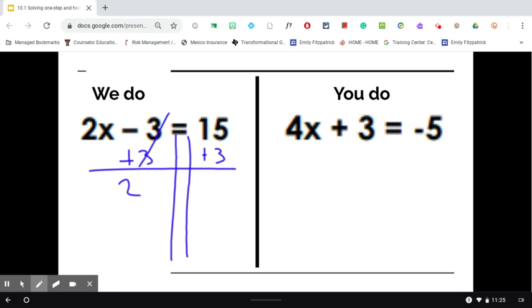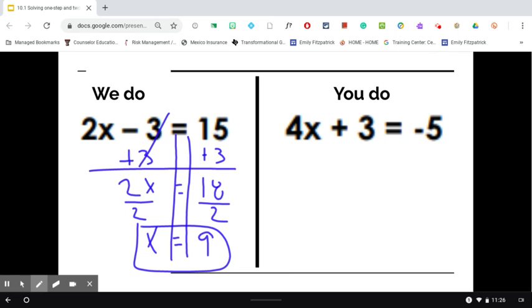Those cancel. We get 2x equals 15 plus 3, which is 18. Now we can do our divides. We can divide the left by 2, and then if we divide the left side by 2, we have to divide the right side by 2. 18 divided by 2 is 9. So we get x equals 9, and that's it. All right, go ahead and pause the video and try the one on the right, and then you can check your answer with me. Okay, hopefully you paused the video and you worked out the one on the right.